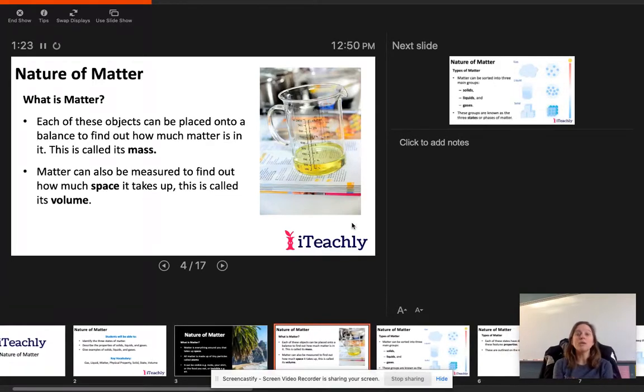So we can describe matter with its mass. So objects that we put on a balance, and we're going to measure the mass of the matter. That is a way we can describe matter, is by its mass. So when we say matter takes up space, we're also saying that matter has mass. When we're talking about how much space they're taking up, we're talking about the volume. And those are two different things. Mass is how much stuff, and the volume is how much space that stuff takes up.